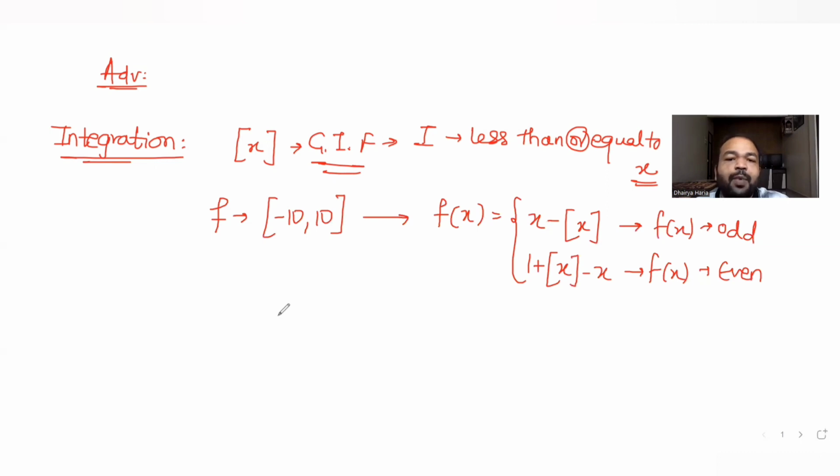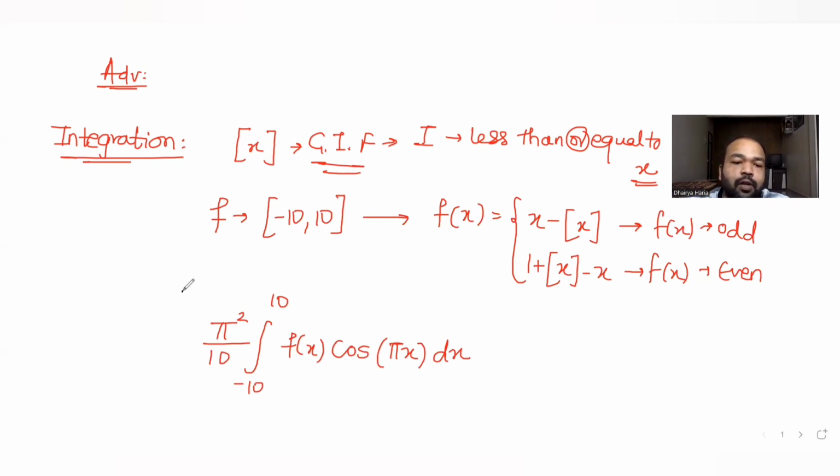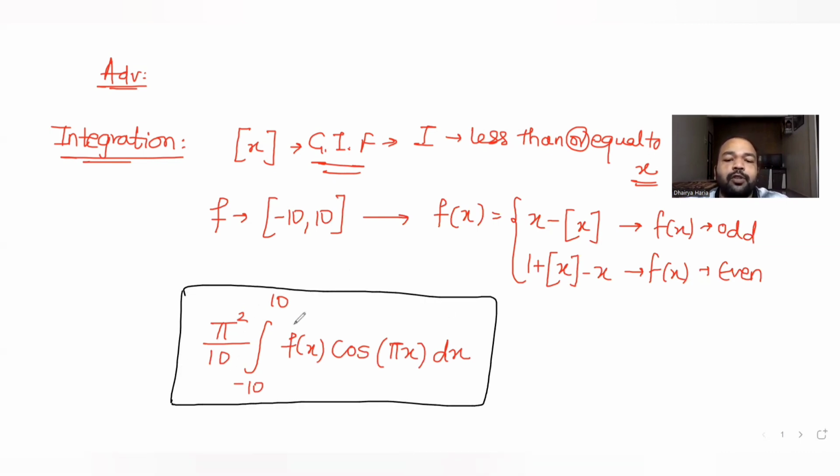And then we are asked to find the value of this entire expression, where the limits go from -10 to +10, of f of x cos pi x dx. That entire integral value is multiplied with pi square by 10. So we have to find the value of this entire integral multiplied with this expression pi square by 10. This is the value we have been asked for.